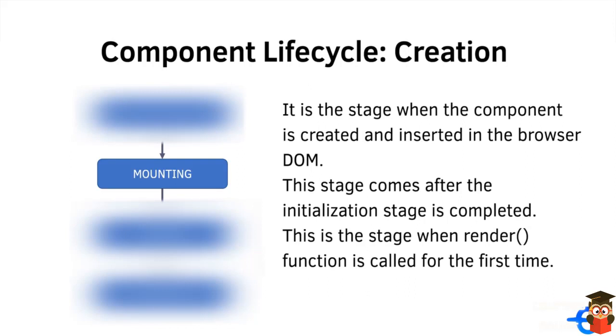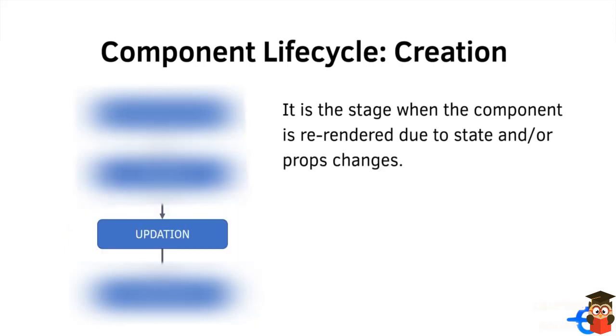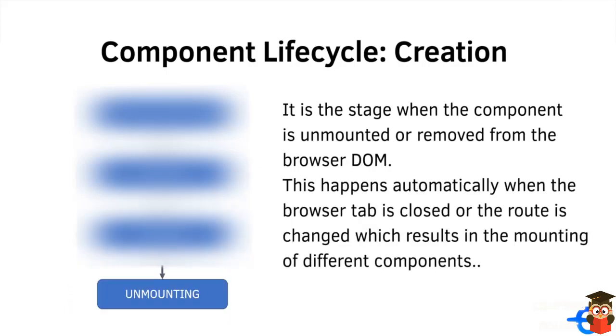Mounting is the stage when the component is created and inserted in the browser DOM. This stage comes after the initialization stage is completed. This is the stage when the render function is called for the first time. Then we've got updation. So this is the stage when the component is re-rendered due to the state and/or prop changes. Then the last or final stage is unmounting. This is when the component is unmounted or removed from the browser DOM.